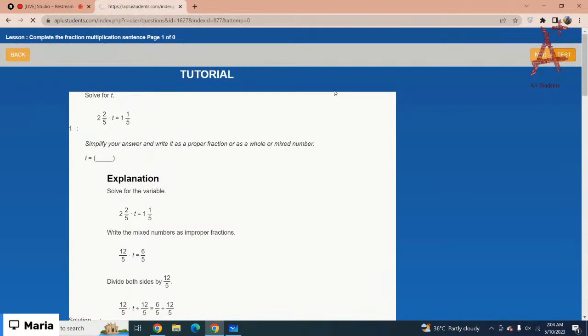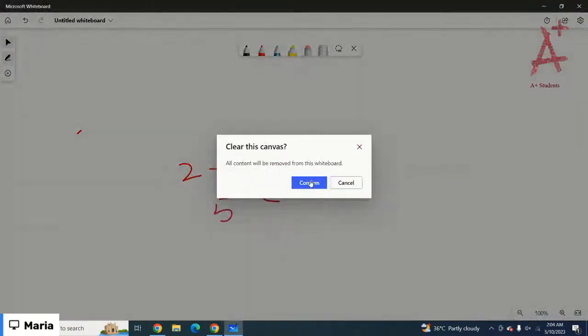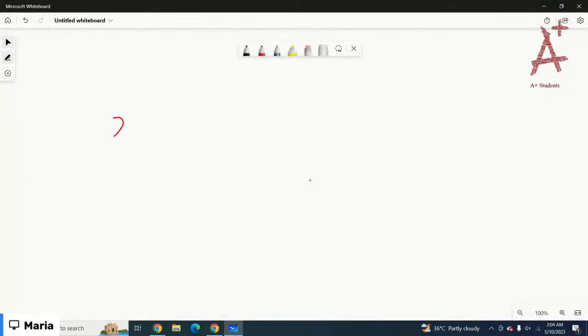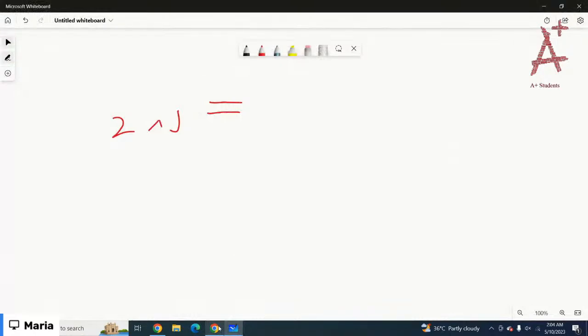Let's start with the practice questions. Okay, the first one is 2 times j equals 2 whole 1 over 2. So it would be 2 times j equals 2 whole 1 over 2. Just convert 2 whole 1 over 2. It would be 2j and that equals 2 times 2 is 4 and it is 4 over 5.